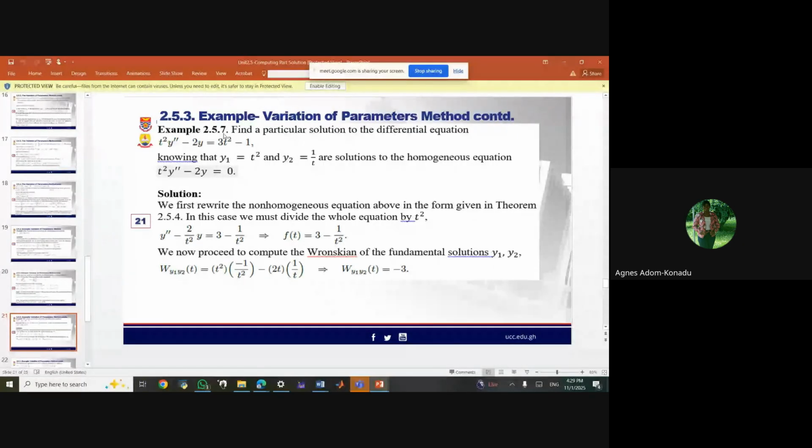Okay, so even given in the question, we first rewrite the homogeneous equation above in the form given in the theory. So we write it in this form. In this form, I have to divide through by t squared. So I'm going to get y double prime minus 2 over t squared y equal to 3 minus 1 over t squared. So my f is 3 minus 1 over t squared. Anytime you are given this, you have to write it in this form. Then after that, I have my solutions, this and this. So I have to find my Wronskian, as you said. Okay, so I find my Wronskian.